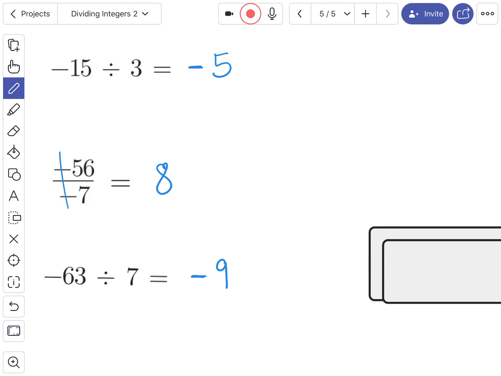But if you have two, one negative cancels out the other negative.